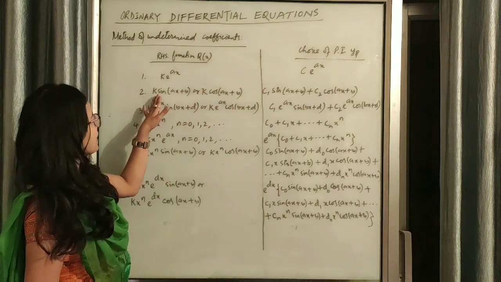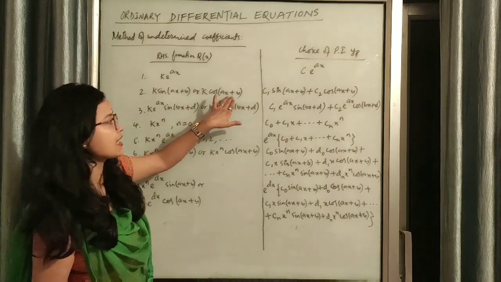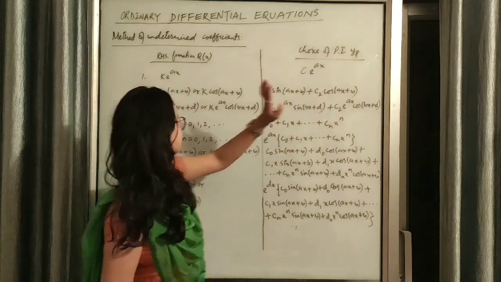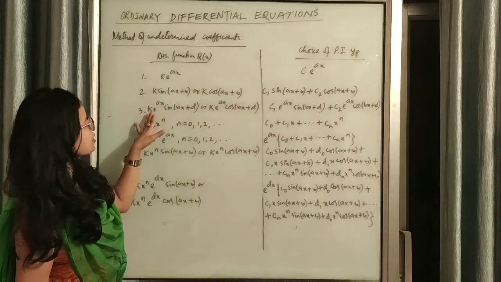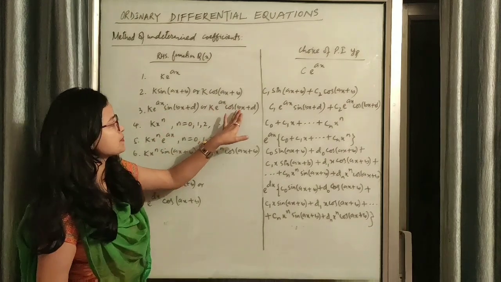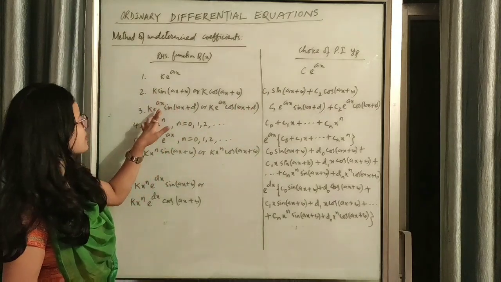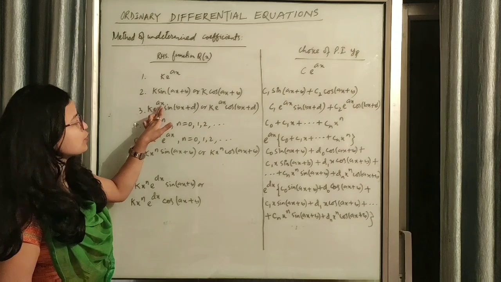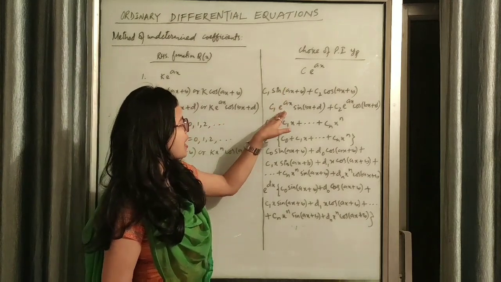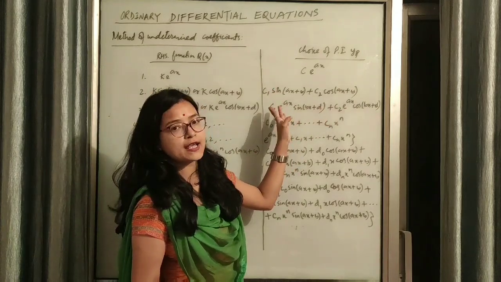In the second form, if we have the right hand side function of the form sin(ax plus b) or cos(ax plus b), in that case the choice of PI will be of this form: c1 sin(ax plus b) plus c2 cos(ax plus b). Next, if we have a function of the form k e to the power ax sin(bx plus d) or k e to the power ax cos(bx plus d), you can see this form is the same as number 2, only here e to the power ax is the new term. So in this case the choice of PI is the same as the previous case, we just have to multiply that by e to the power ax.